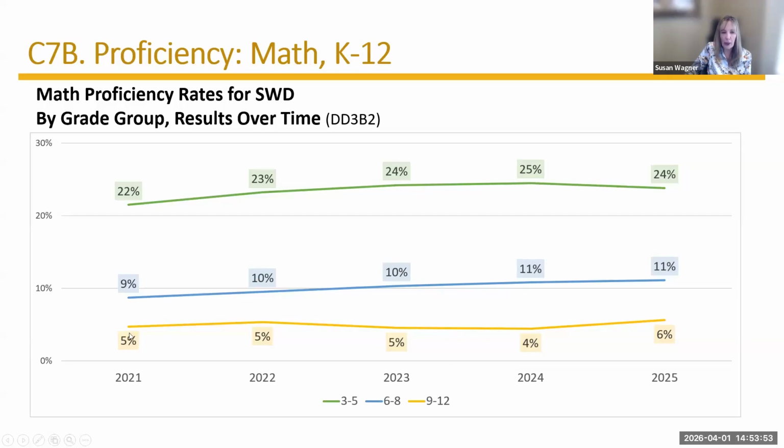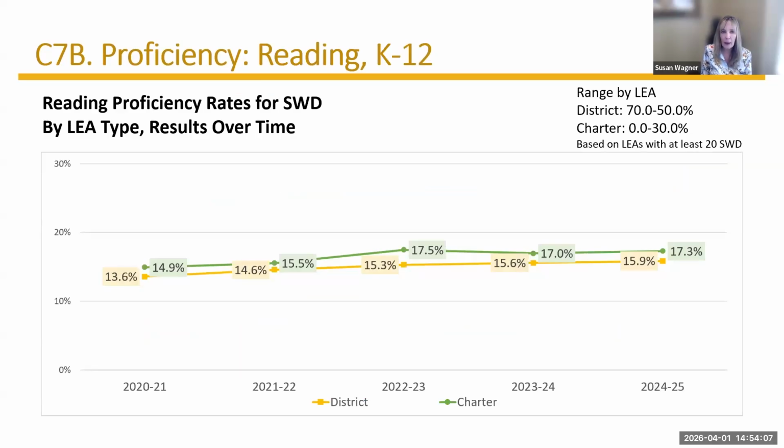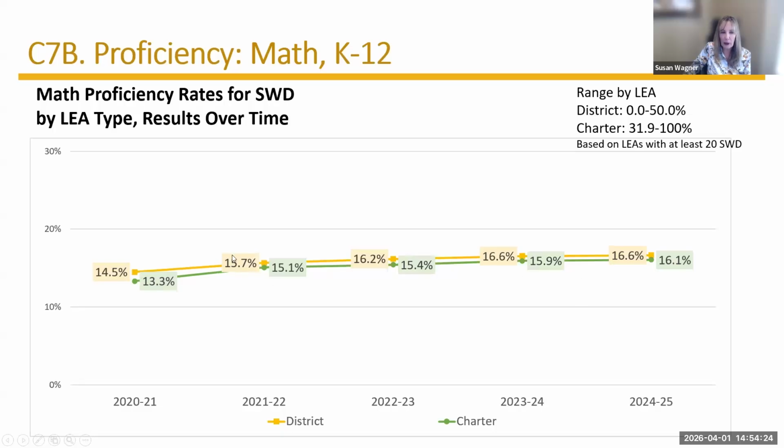And grades 9 through 12, if we look at the whole trend line, it's a flat line, although 2025 was higher than the others. But all in all, the trend lines are flat. If we look at it by LEA type, green is charter, yellow is district. We can see that the charter schools are slightly higher, their proficiency rates, than the district for reading. And then for math, you're really very similar, no difference.